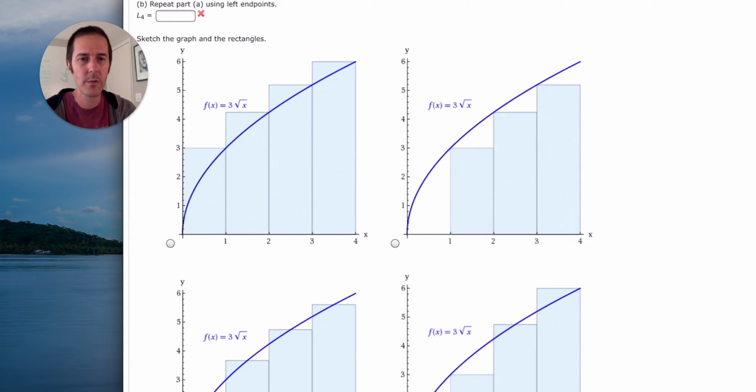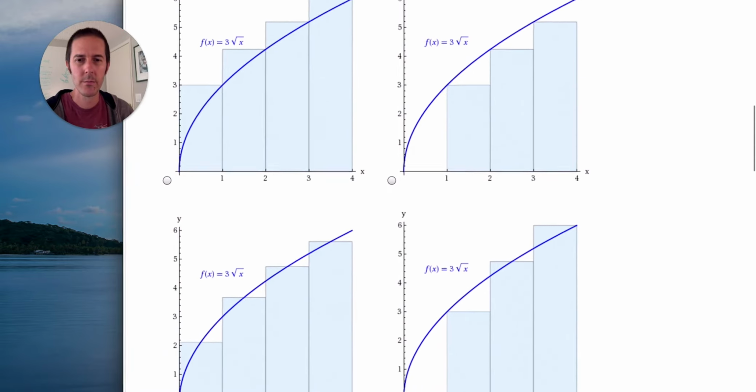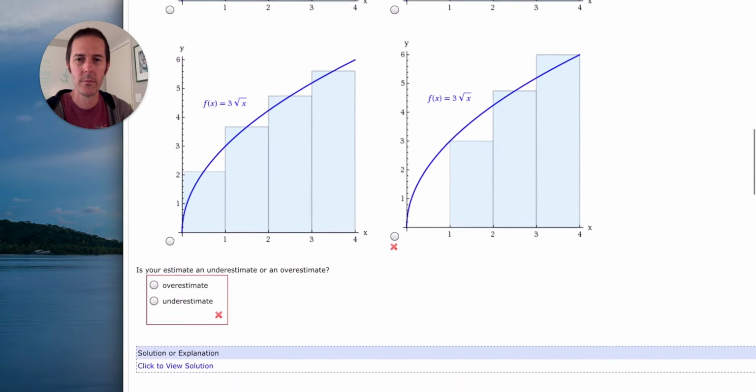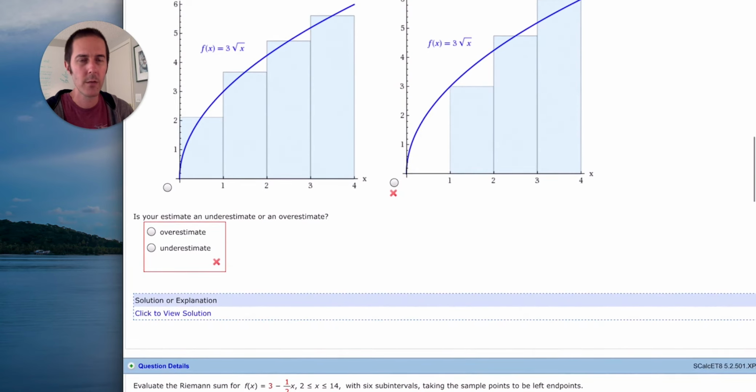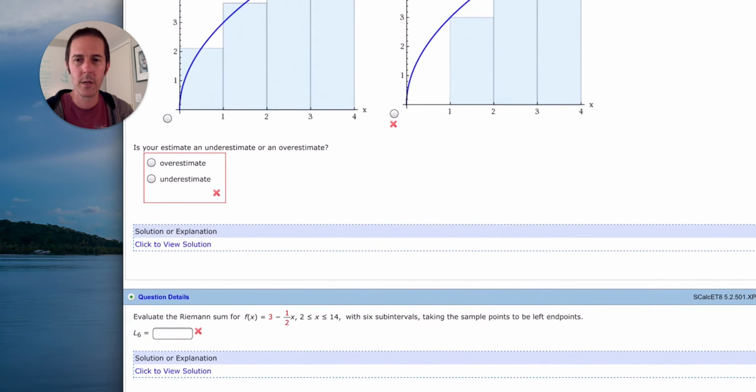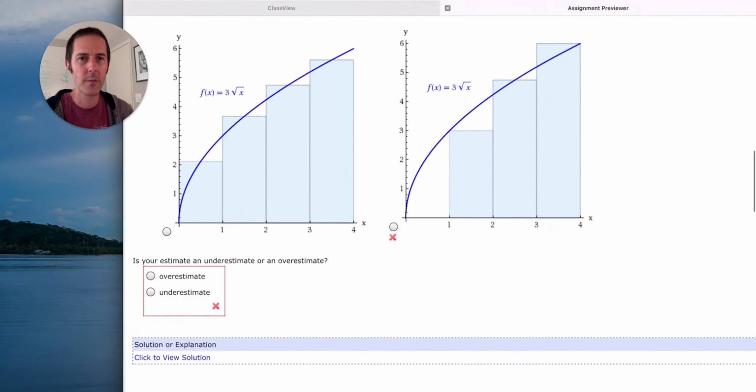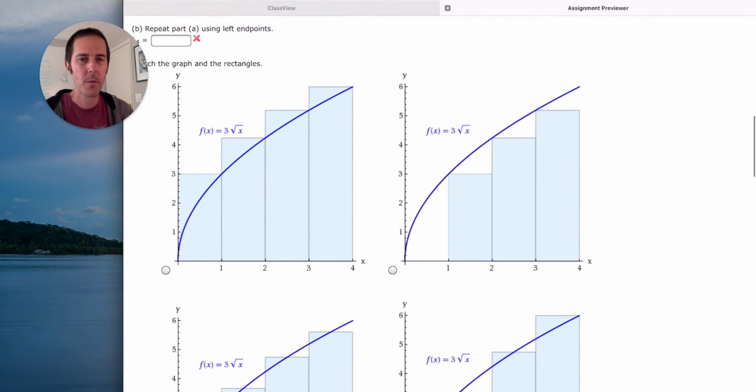Left endpoints, drawing our rectangles off to the right. All of those rectangles were under the curve, and so that is an underestimate. Notice that we used left endpoints on a function that's increasing, and that gave us an underestimate.